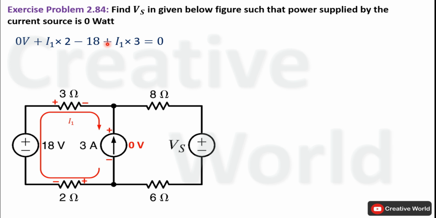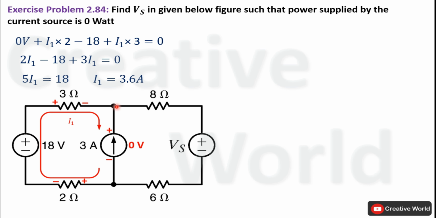Inside this equation, only one variable exists, that is I1, so we can solve this equation to calculate the value of I1. For that purpose, add 2I1 and 3I1 together, it will become 5I1, and place minus 18 on the other side of the equal sign. Now divide both sides by 5 to calculate the value of I1, that will become 3.6 ampere. So 3.6 ampere current is flowing through this closed loop and the direction of current is clockwise.